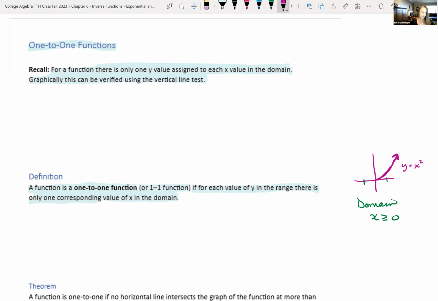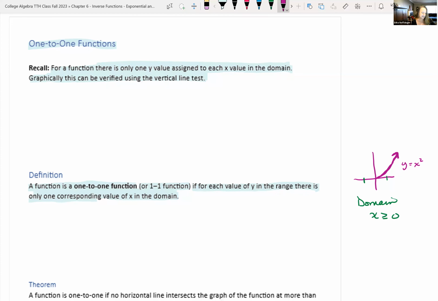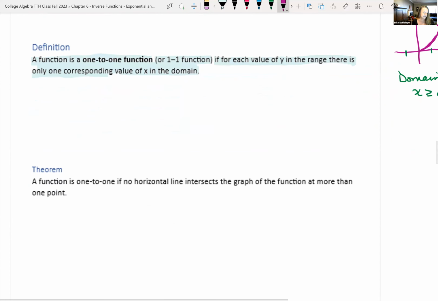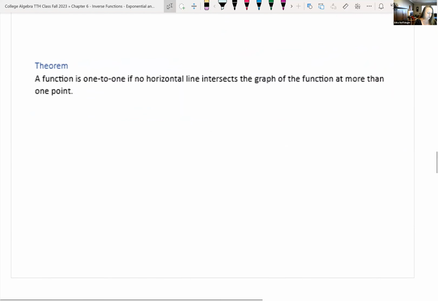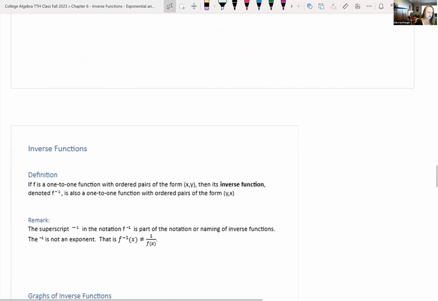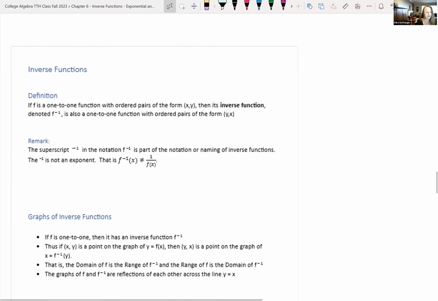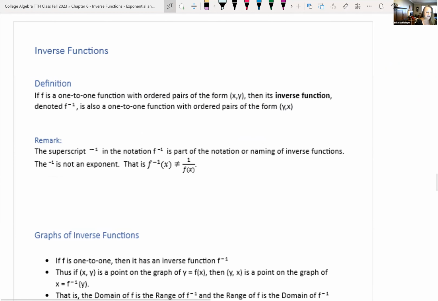There's a theorem. Just like we test whether a graph is a function by the vertical line test, to see if it's a one-to-one function, we can use the horizontal line test. This theorem states that a function is one-to-one if no horizontal line intersects the graph of the function at more than one point. If it's one-to-one, then it's going to have an inverse function.